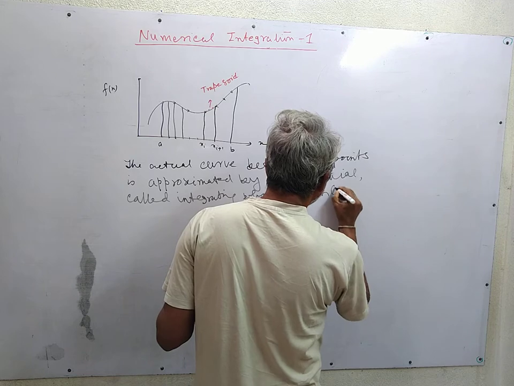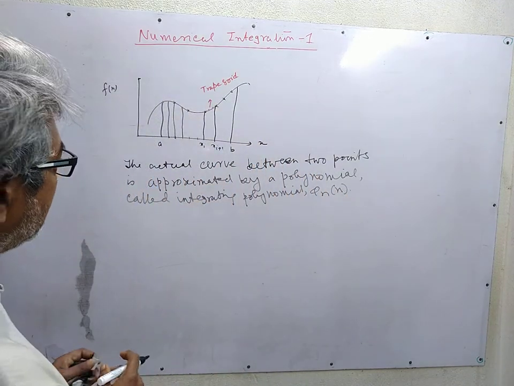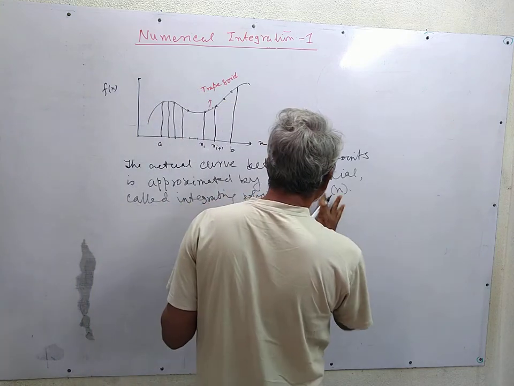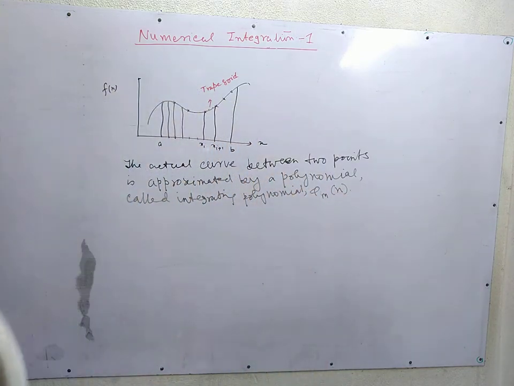For n of x, if n is equal to phi m of x, where m is the degree, it is a polynomial of degree m. If m is 1, that is, it is a linear function, then the corresponding formula is called the trapezoidal rule. That is, the actual curve between two consecutive values of x is approximated by a straight line.